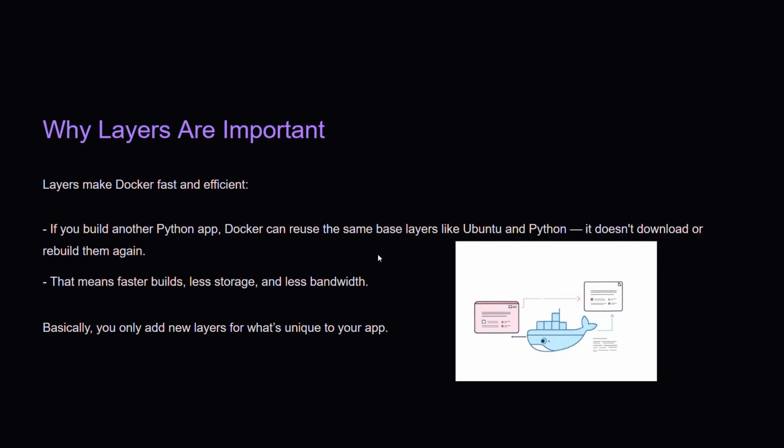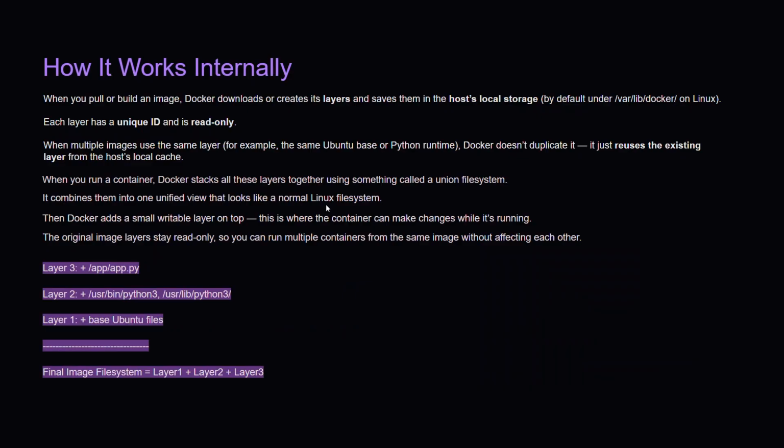So now let's see why layers are important. Layers make Docker fast and efficient. If you build another Python app, Docker can reuse the same base layers like Ubuntu and Python. It doesn't download or rebuild them again, which I showed you in that example. That means faster builds, less storage and less bandwidth. Basically, you only add new layers for what's unique to your app. So whatever unique you add, only that layer will be rebuilt. Otherwise, Docker uses the previous layer, and it helps you build faster, use less storage and use less bandwidth.